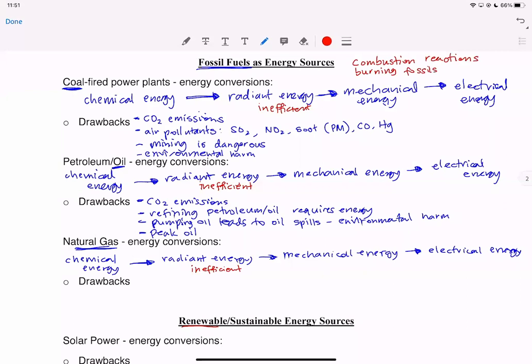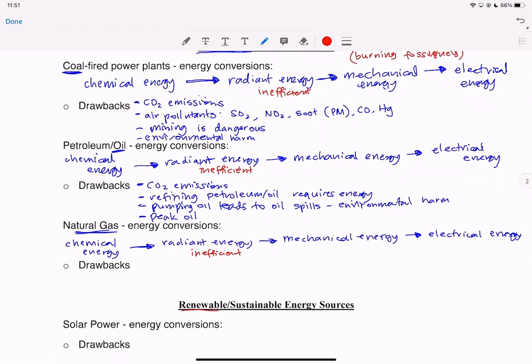These are all inefficient. These are fossil fuels. These are all inefficient because the burning, the fire, will lose heat or radiant energy to the surroundings. Okay, so what we get out of natural gas is the same carbon dioxide emissions. When you burn a hydrocarbon, you use oxygen as a reactant and you get carbon dioxide and water. So carbon dioxide is an emission, and we need to lower those carbon dioxide emissions.